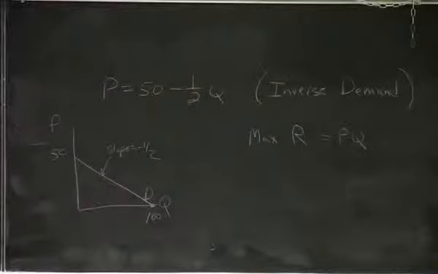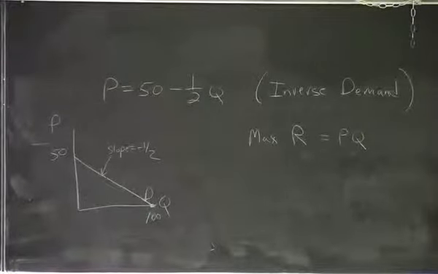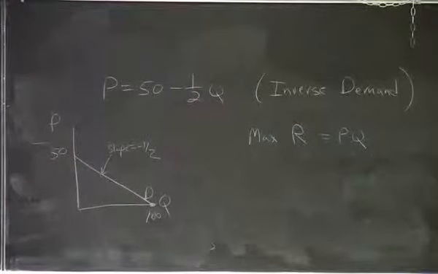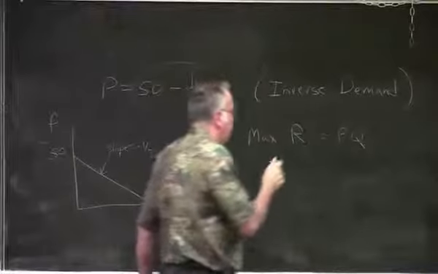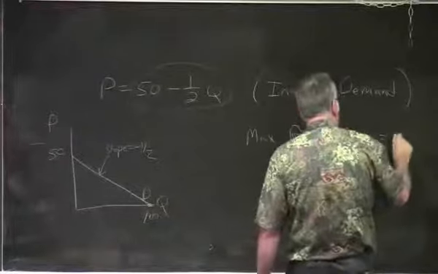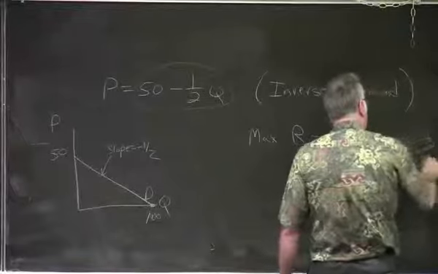Now, revenue right now is expressed in terms of two variables, P and Q. What can we do to simplify this problem? To make it more manageable? Yes? Yeah, substitute in for P. Actually, you could do it either way, but I like your suggestion best. And you substitute in for P. Notice P is equal to this. So if we substitute in for P, then we can express revenue as 50 minus 1/2 Q times Q.